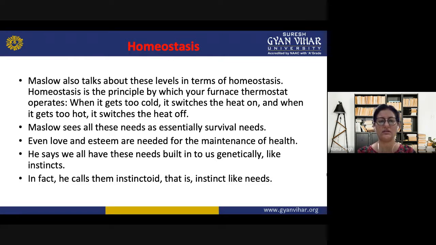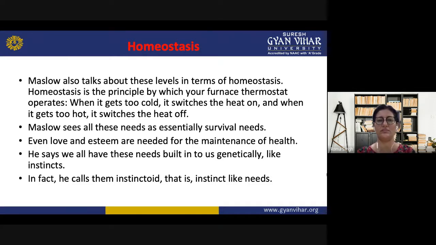Maslow sees this hierarchy of needs as essentially survival needs. If you have been born as a human, you need to survive in this world, and for that, you need certain things which are essential for you. So even love and esteem are needed for the maintenance of health. When you are not happy with the security around you, the affection you are getting, you will not be able to concentrate on your health and maintain it. So Maslow says that we all have these needs built into us genetically.